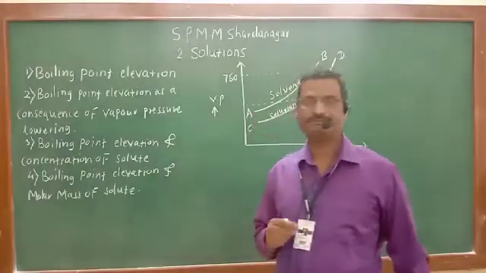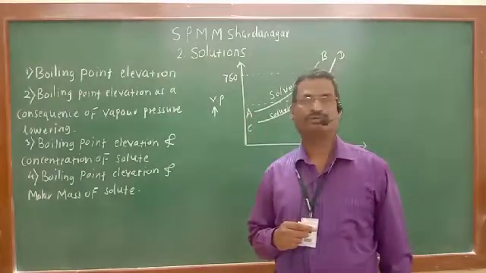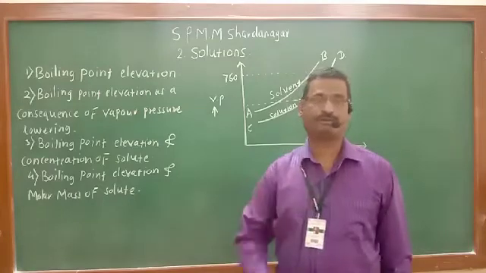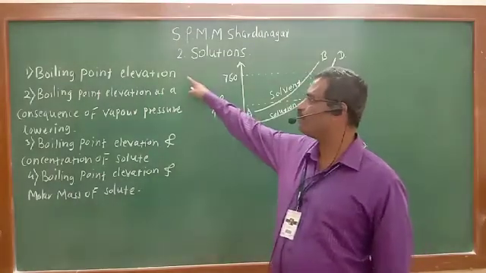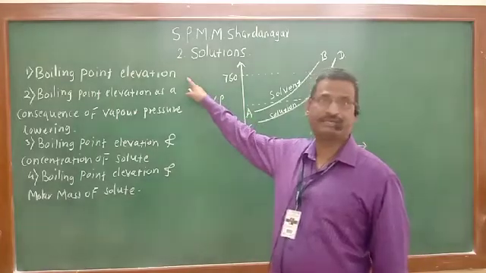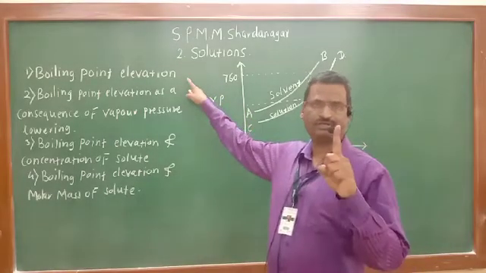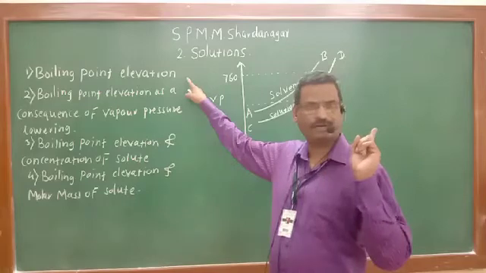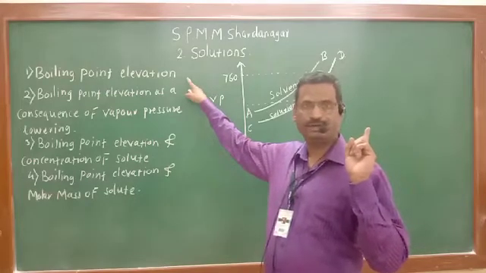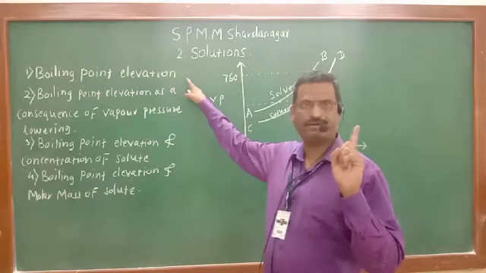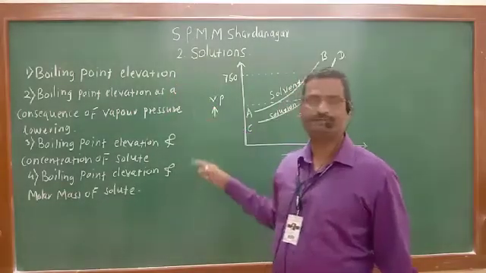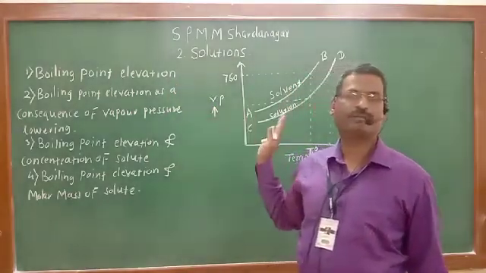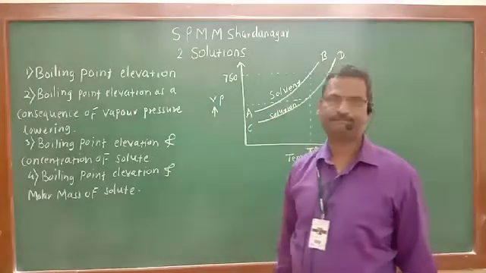In this lecture, we are supposed to complete the second colligative property, that is boiling point elevation. First, we completed lowering of vapor pressure, and now the second is boiling point elevation. This colligative property we have to complete in this lecture.